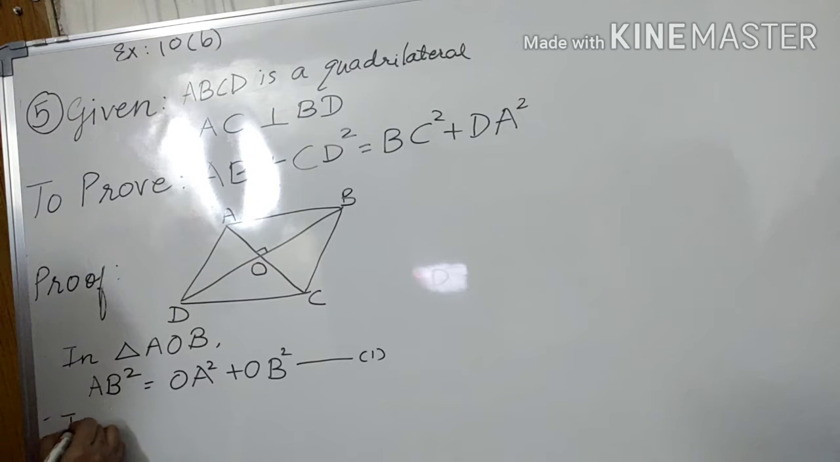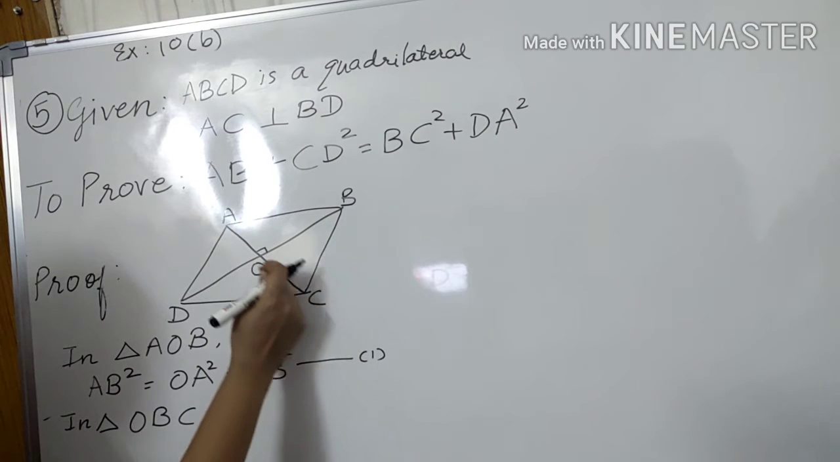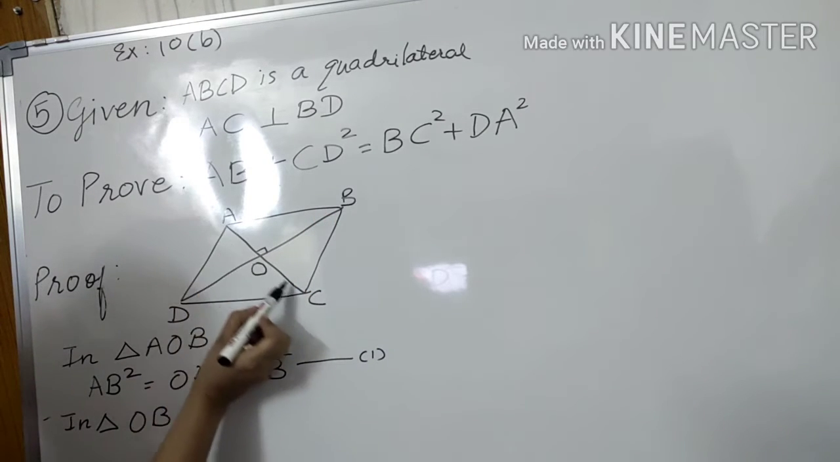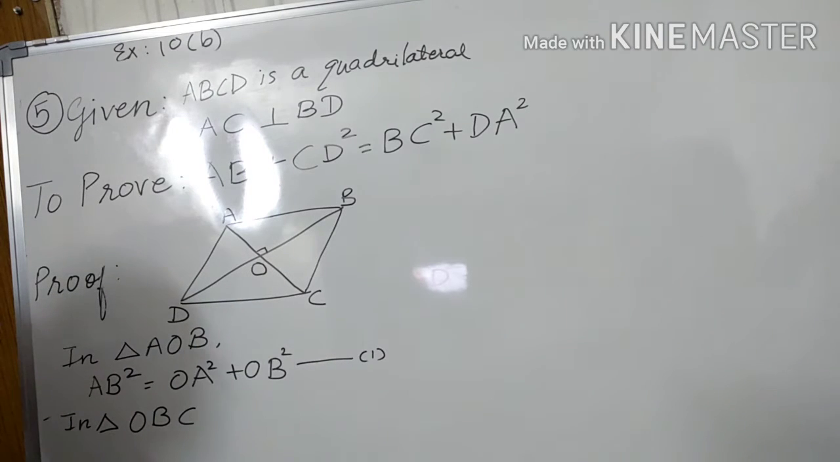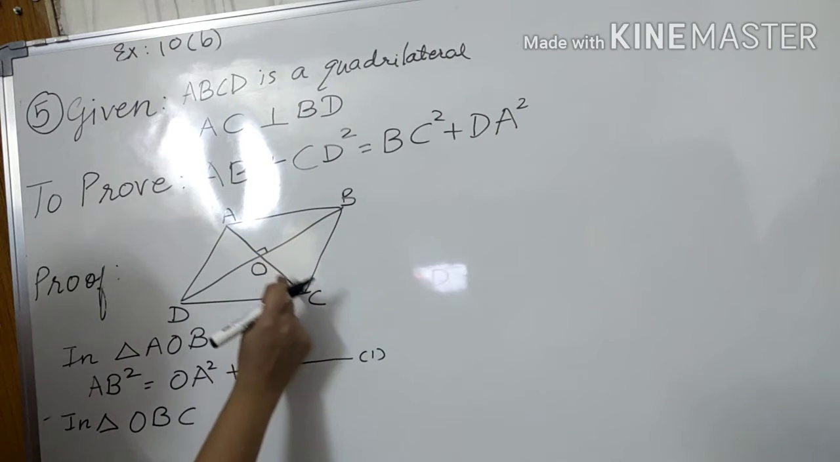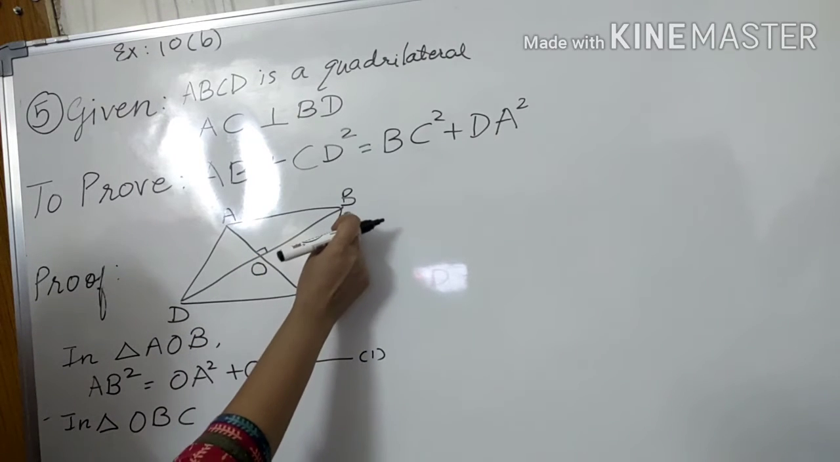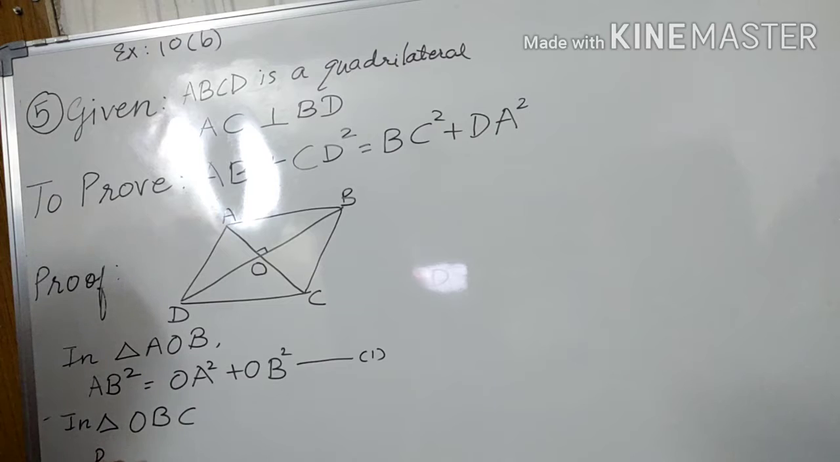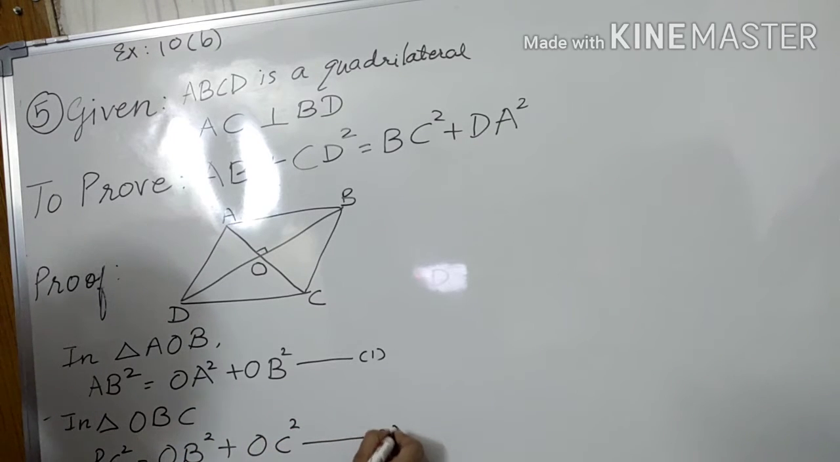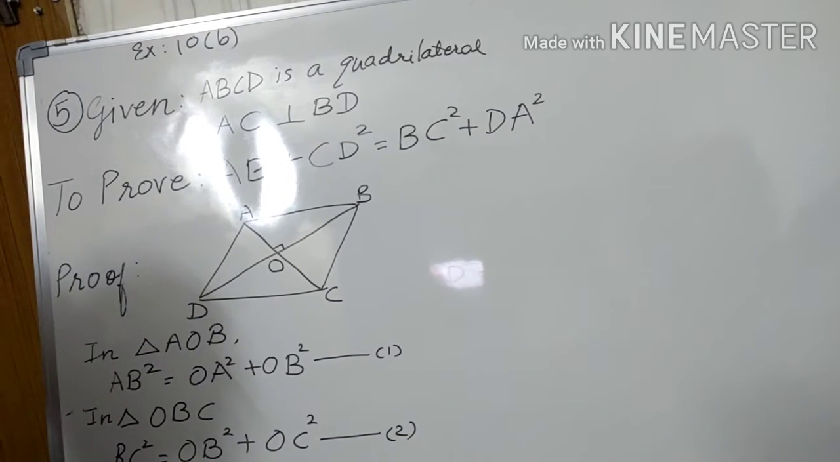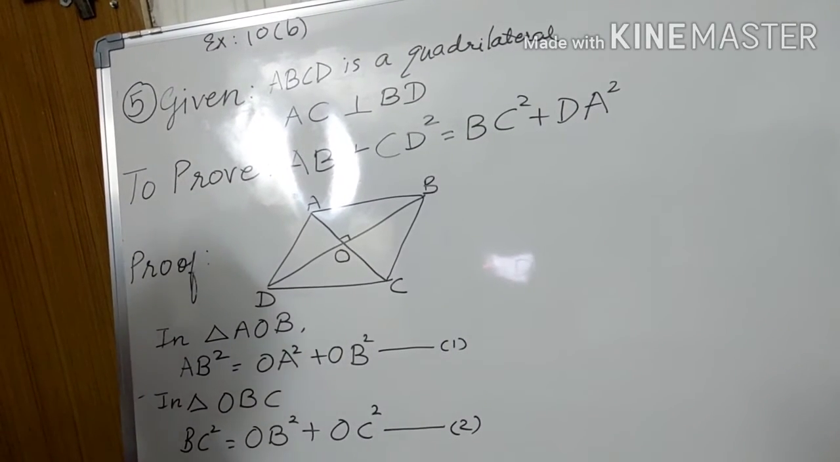Now in triangle OBC, students, you have to see here, this is your second triangle OBC. Now this is a straight line, so this is 90, this also will become 90. So in this triangle also we use Pythagoras theorem. For that BC is the hypotenuse. BC square is equal to OB square plus OC square. This is result number 2. This way you can see clearly that BC square is equal to OB square plus OC square.